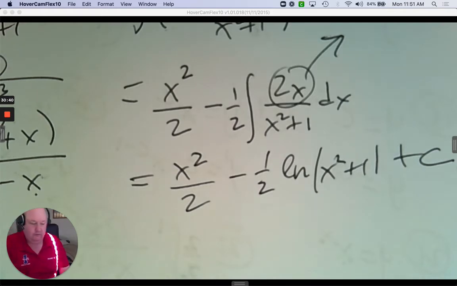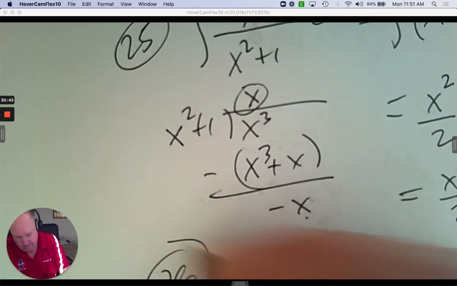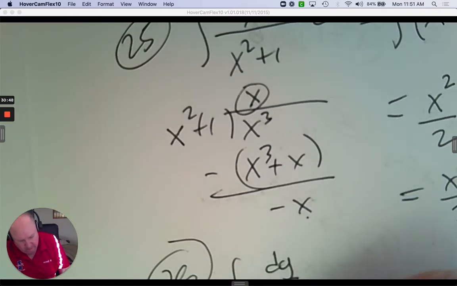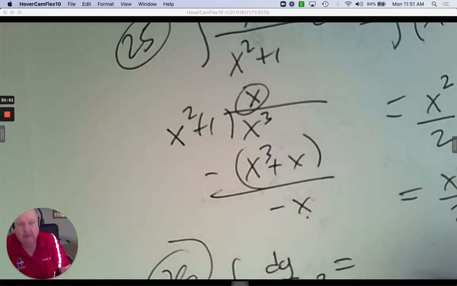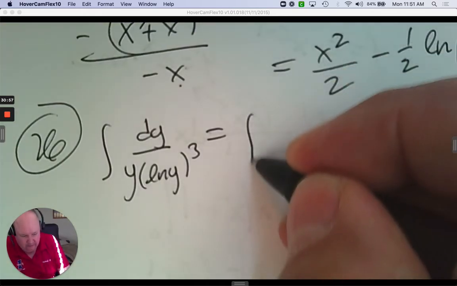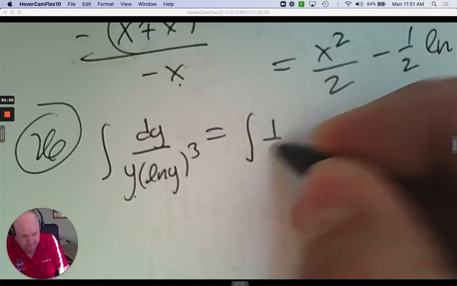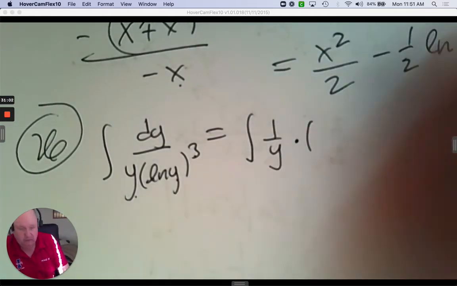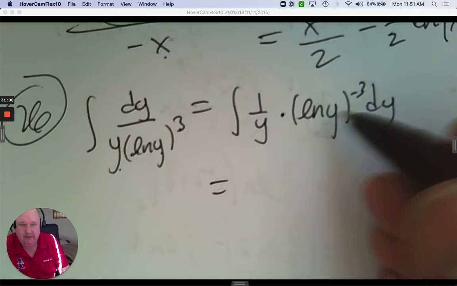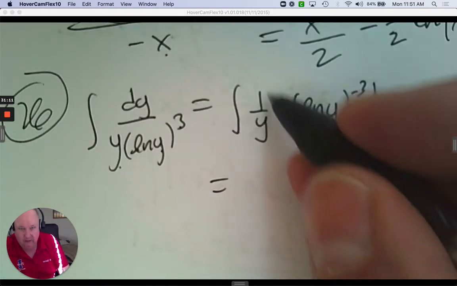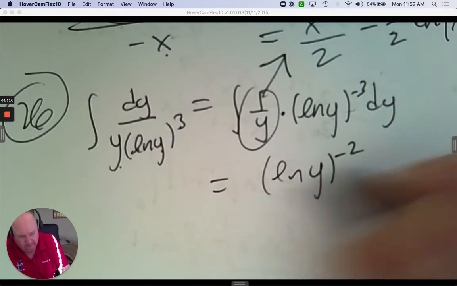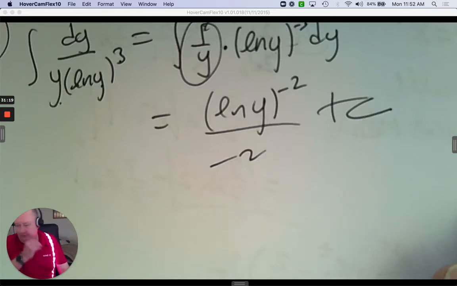Number 26. In number 26, you're integrating dy over y times ln y to the 3. This looks complicated, but if you can see what I see, it's not too bad. This is really 1 over y. And 1 over ln y to the 3 can be written as ln y to the negative 3. So if you can see that, then you could see the derivative of ln y is 1 over y, which is correct. So I just unhook it and add 1 to the exponent and divide by it. And then don't forget the constant. Done.